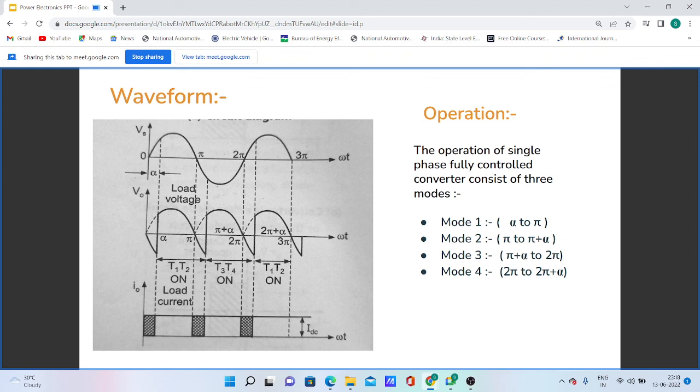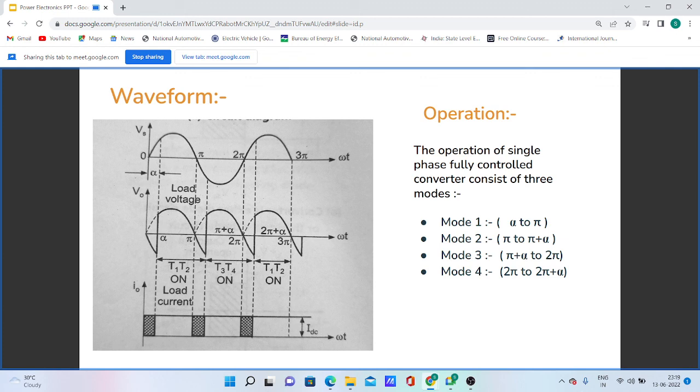Now for mode 2, which is from pi to pi plus alpha. In this mode of operation, at the instant omega t equals pi, the supply goes through 0, and after pi radians the supply reverses its polarity and becomes negative. Therefore, the conducting thyristors T1 and T2 will try to turn off due to the natural reversal of supply voltage. Through natural commutation, the stored energy in the inductive load will oppose any change in the current flow to the load. So thyristors T1 and T2 will continue to conduct in the negative half for some period.